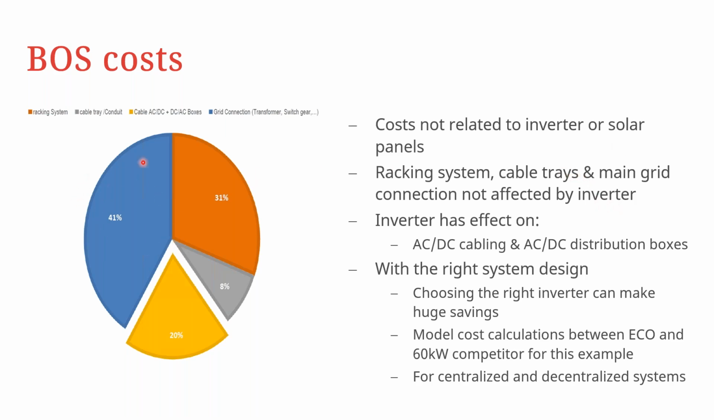So these are things that must be procured regardless of the kind of panel array or inverter system you use. The racking system, cable trays, and grid connection are not affected by the inverter as well. But the inverter could have a huge impact on the AC and DC cabling, as well as the AC and DC distribution boxes. So with the right design, choosing the right inverter can make huge savings, and therefore, with huge savings on the capex, you can shorten the return on investment period.